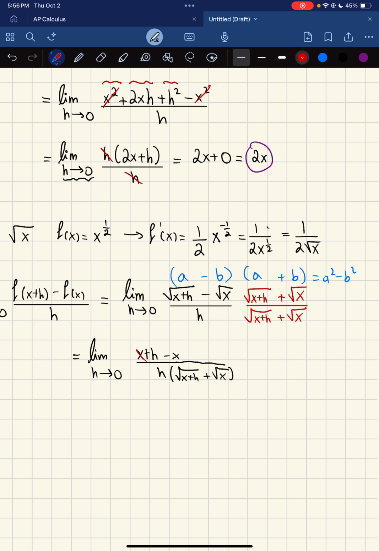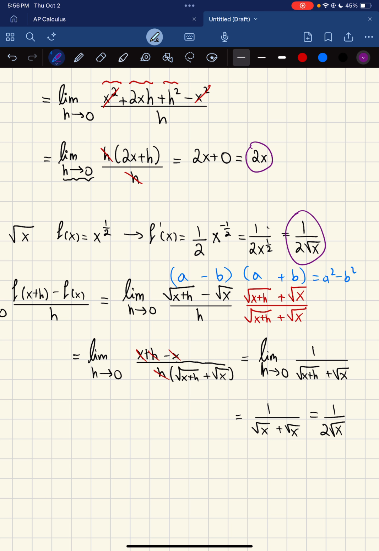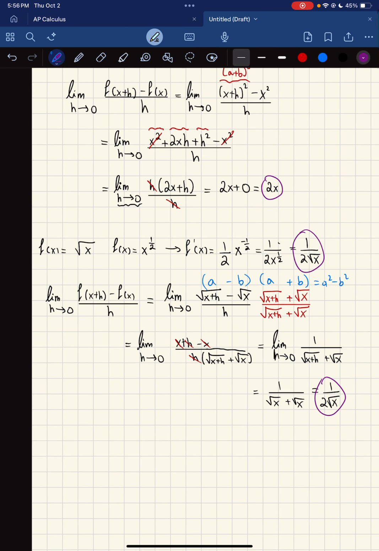Now, x minus x are going to be gone. So then h and h, you can remove them together. So then you will have limit as h is going to 0, 1 over the square root of x plus h plus the square root of x. Now finally replace h with 0. You're going to get 1 over square root of x plus square root of x, which will be 1 over 2 square root of x. And as you can see, it's the same as the power rule. The expression is the same as the power rule one.